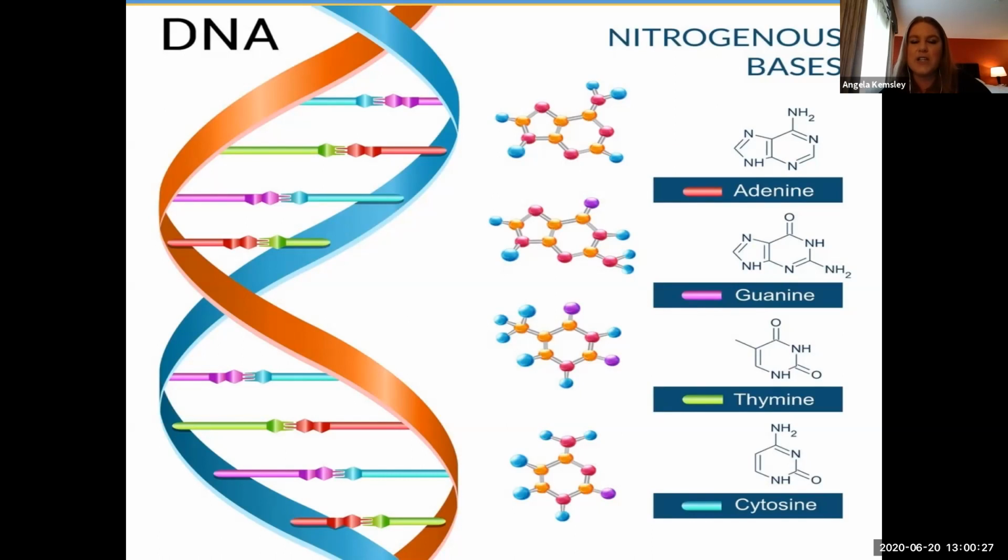It tells your cells what to do. It tells your whole body what to do. Every single cell in your body has DNA, and the order of those nitrogenous bases in your DNA tells your cells what to do. So DNA is the genetic code of every living thing in the world. We're going to get into that a lot more in later chapters.